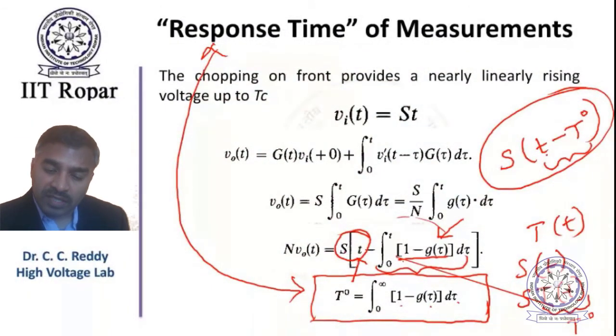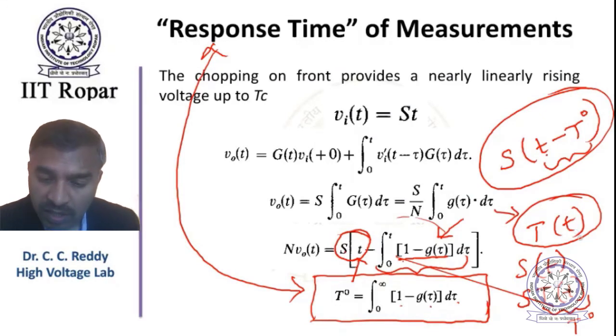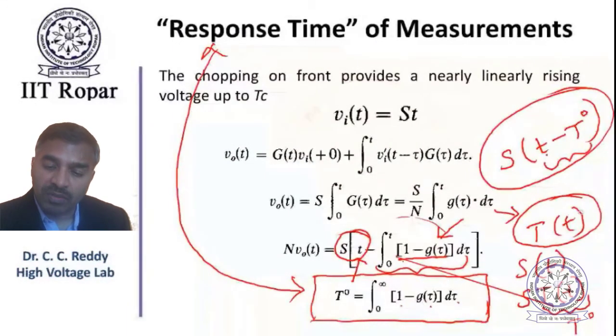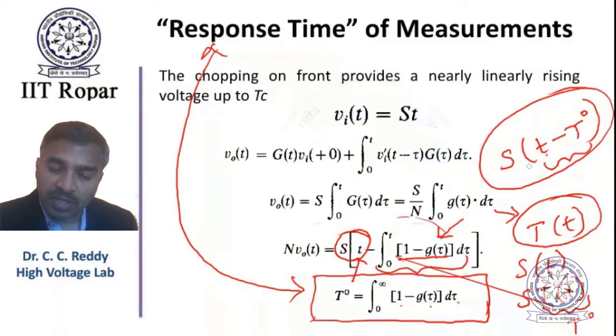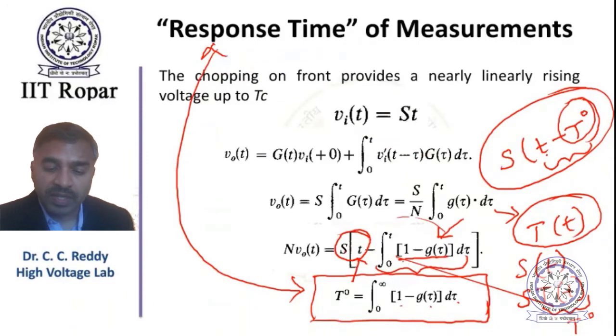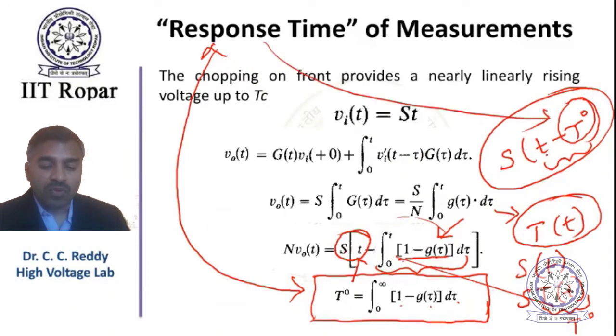So as long as this T of t is changing with time, there are some oscillations. The moment this T of t becomes constant, after that there will be no oscillations. Simply the output is delayed by a certain time t naught. So that is what is called response time. Let us see graphically what these are.